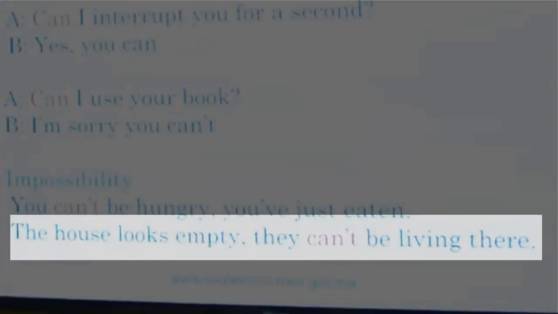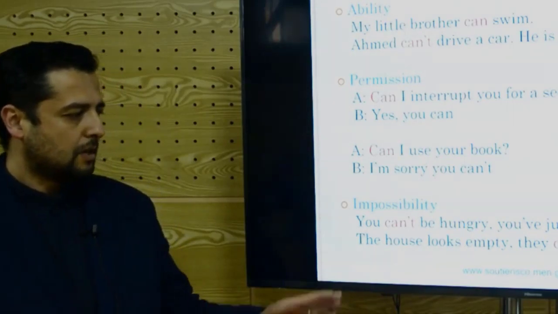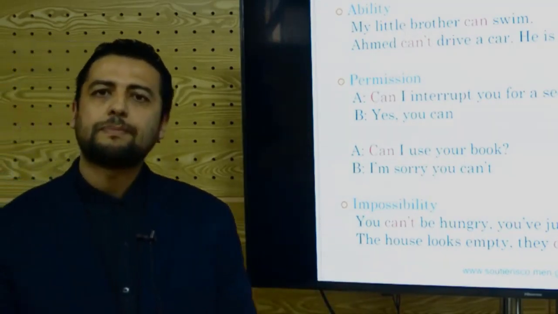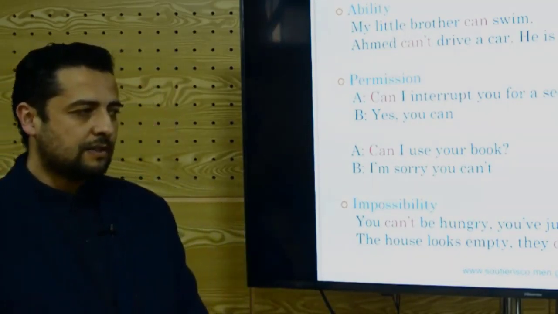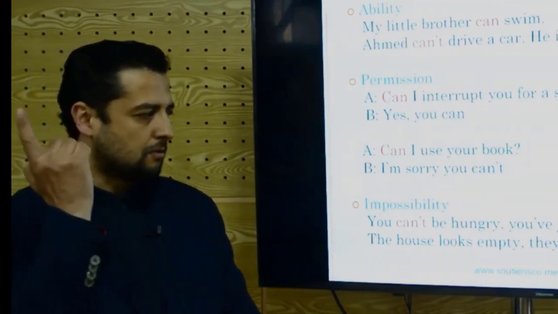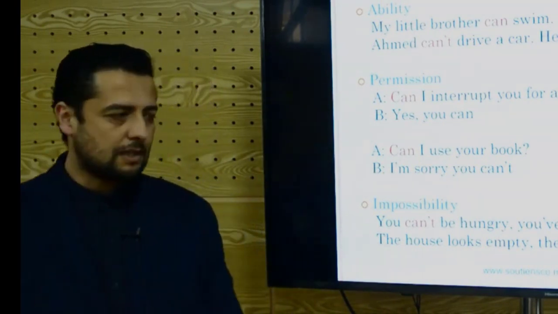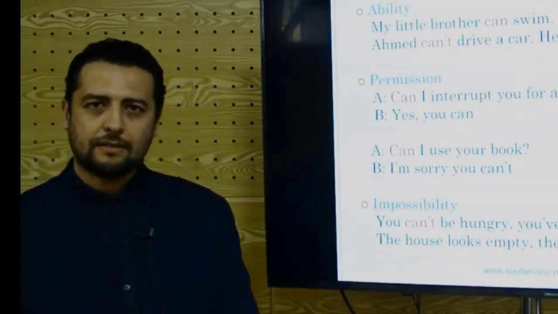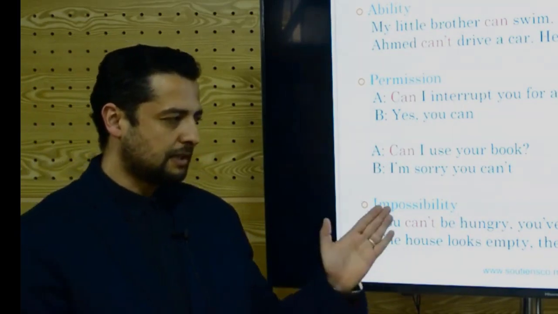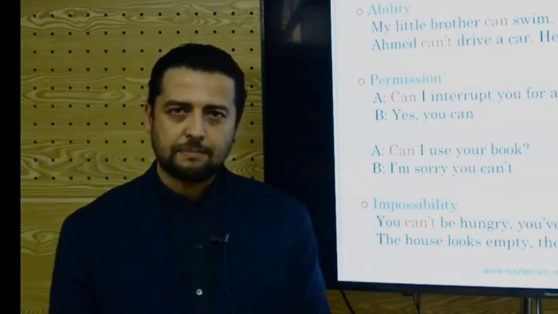Example number 2. The house looks empty, they can't be living here. For example, when you see a house with no people there, there is no one living there, you can say, okay, it's impossible that someone lives there because you can't hear anything, which means there is no sound, there is no one there, which means that it's impossible that someone lives in that place.